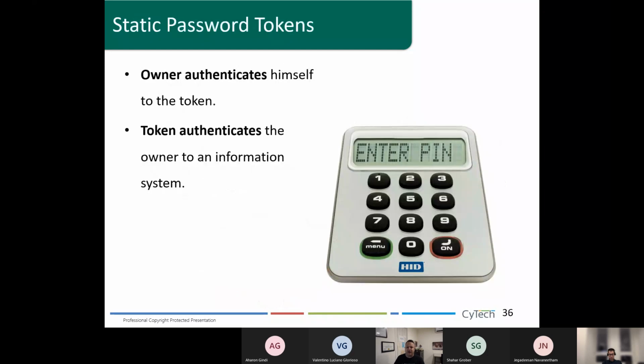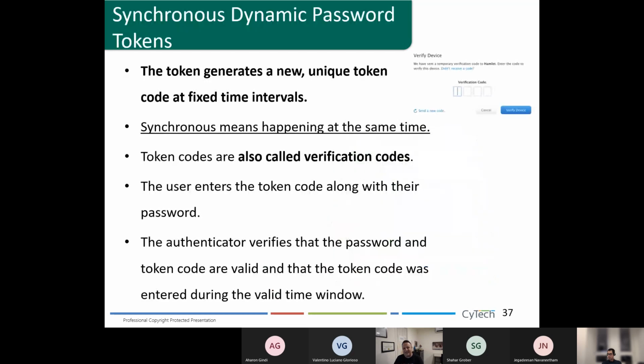However, there are tokens that are static, that are the same, and the most common example is the ATMs. You have your credit card, the debit card or bank card. You go to the ATM, it's the same PIN code all the time. If the card gets compromised, you go to the bank and you change that one. So this is less protected, but then you can have the synchronous and asynchronous dynamic password.